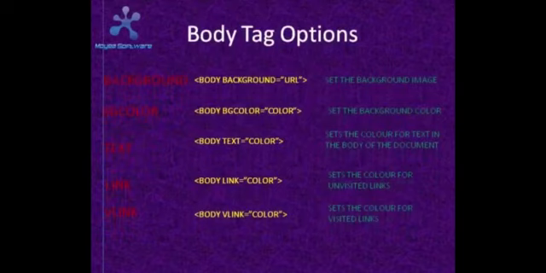Now let's have a look. These are the attributes of body tag, like body tag background attribute. It gives the background image. BG color gives the background color. Then body text, which sets the color for text in the body.